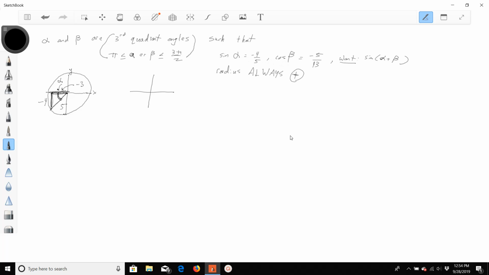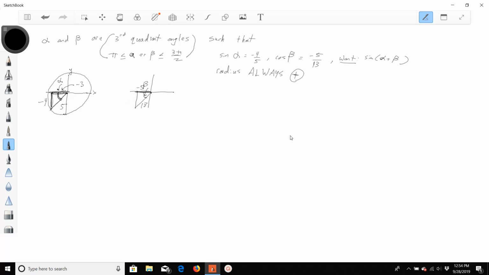Now we have another triangle such that the cosine of beta, and again it's still a third quadrant angle, so this angle here is beta, such that the cosine of that angle is -5/13. The radius is always positive, so that's a 13 there, because cosine, if you're talking about SOHCAHTOA, is the adjacent side to that angle over the hypotenuse. So that's where I knew to get those lengths from. The adjacent side to that angle beta is this side here, and since we're going to the left, it's a -5.